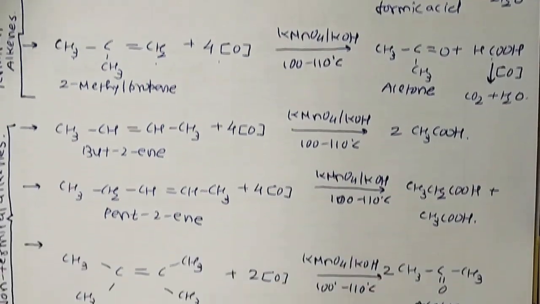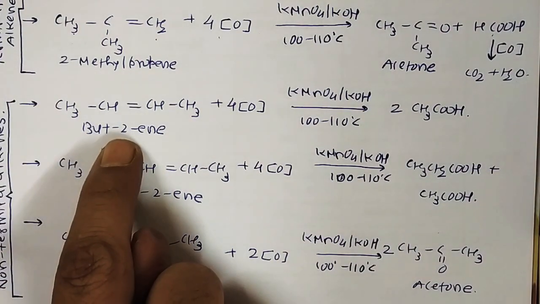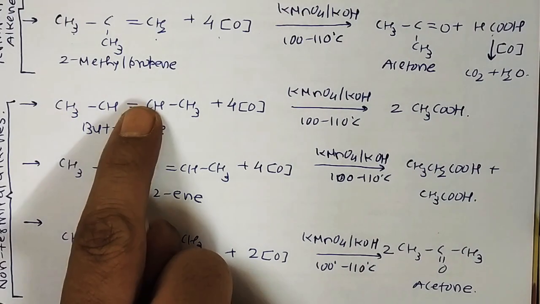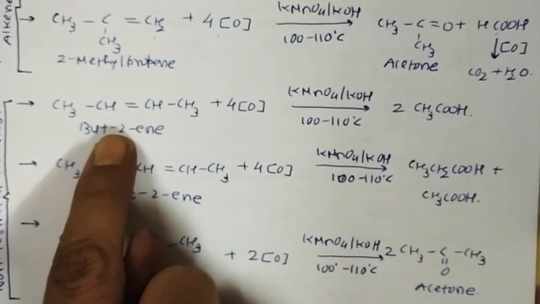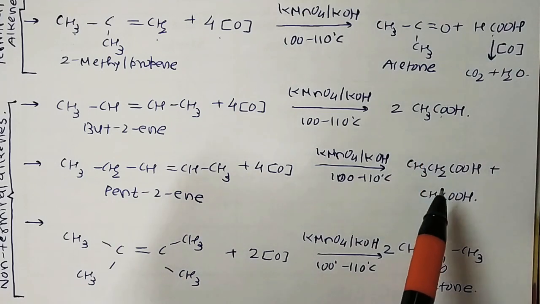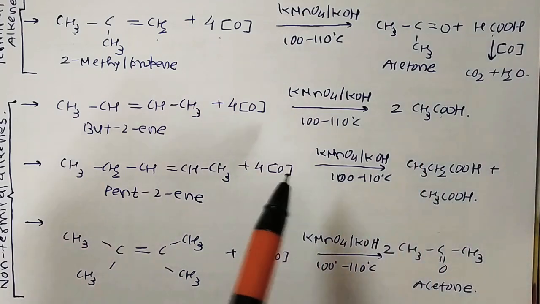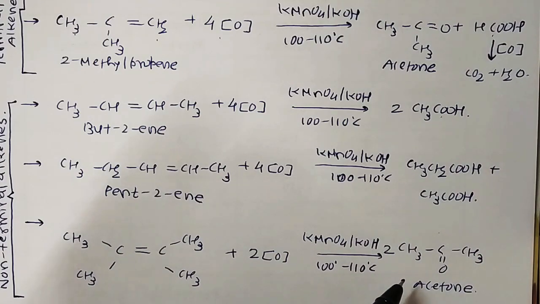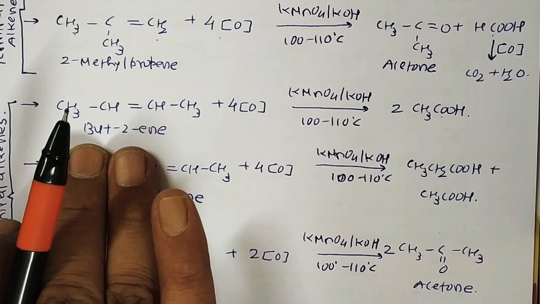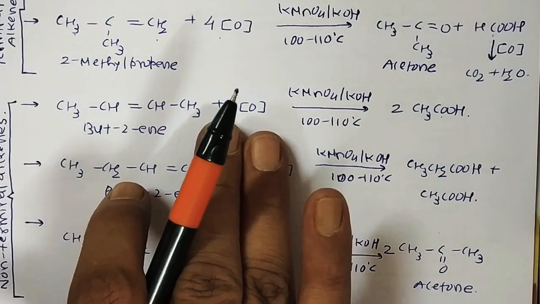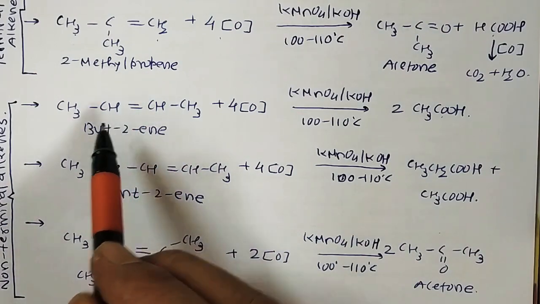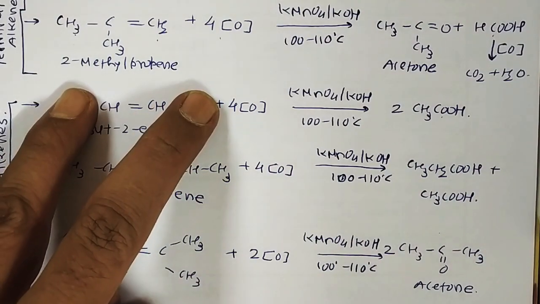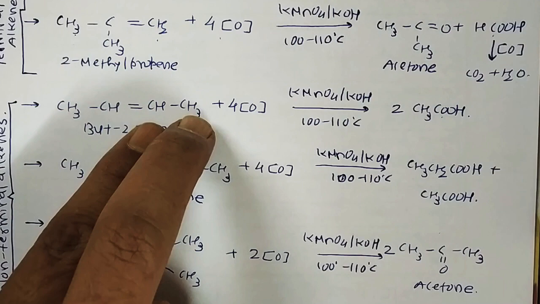Now, what do we observe in a non-terminal alkene? This is a non-terminal alkene because the double bond is not at the end of the chain. So in the case of non-terminal alkenes, your product is either carboxylic acid, or ketone, or both carboxylic acid as well as ketone, depending upon the nature of the alkene. For example, the example in your book is butene. When butene is oxidized, cleavage of the C=C bond occurs, which is converted into carboxylic acid, CH3COOH.